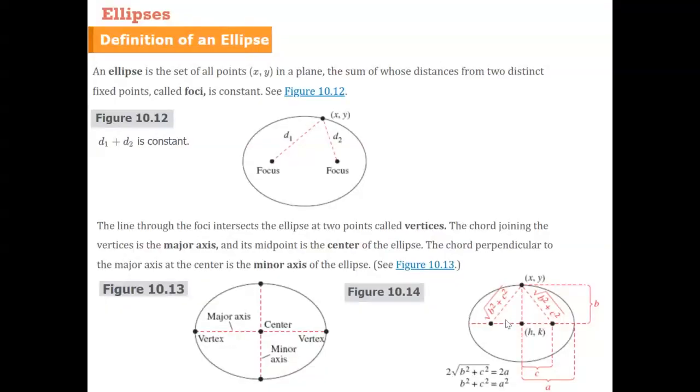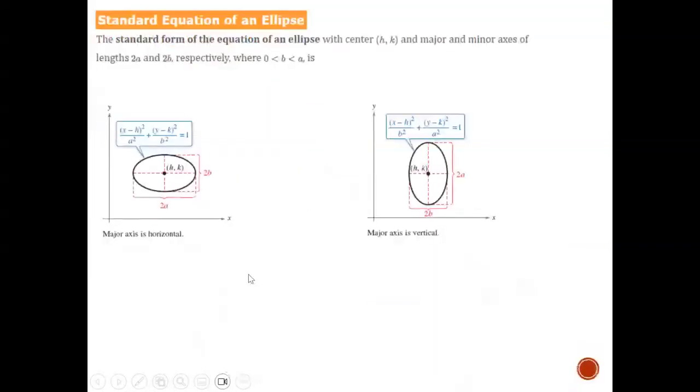Now comes the ellipses. For the ellipses, an ellipse is a set of all points x, y in a plane. All points on the ellipse x, y, the sum of whose distances from two distinct fixed points called the foci is constant. These are my foci, they're foci because there's more than one. And this point here is going to be my vertex, like you see in figure 10.13.